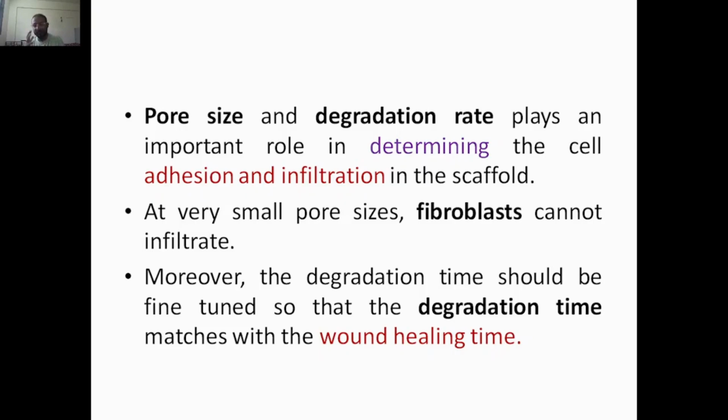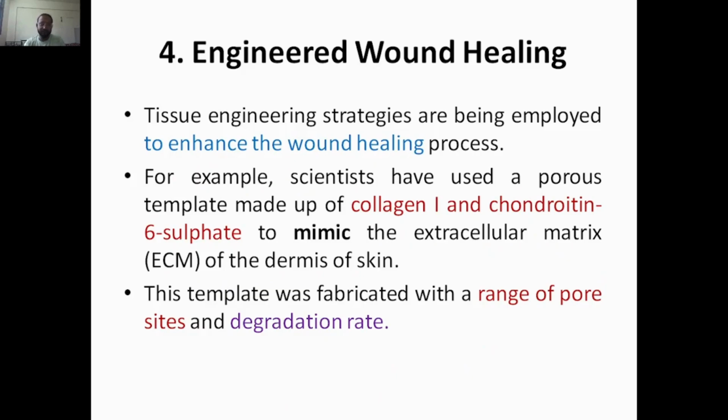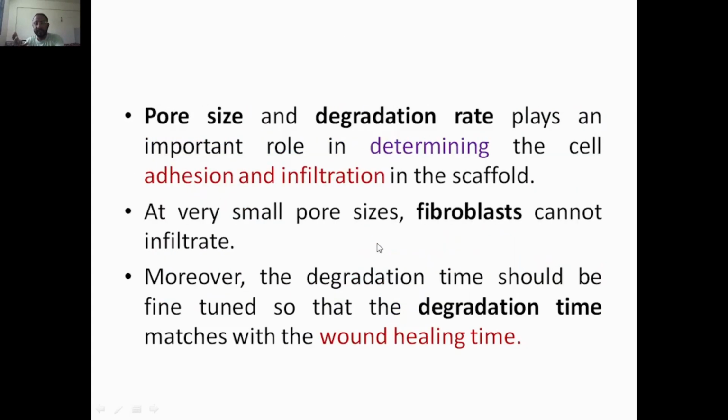The scaffold is nothing but whatever material you are using, a porous template which will mimic the ECM. So whatever mimics the ECM is a scaffold. Now the cell has to go and attach to it and then infiltrate. That means it should go inside this particular scaffold, where the cell migration takes place. So at very small pore sizes, what happens? Fibroblasts cannot infiltrate. That means they cannot pass through this particular scaffold.